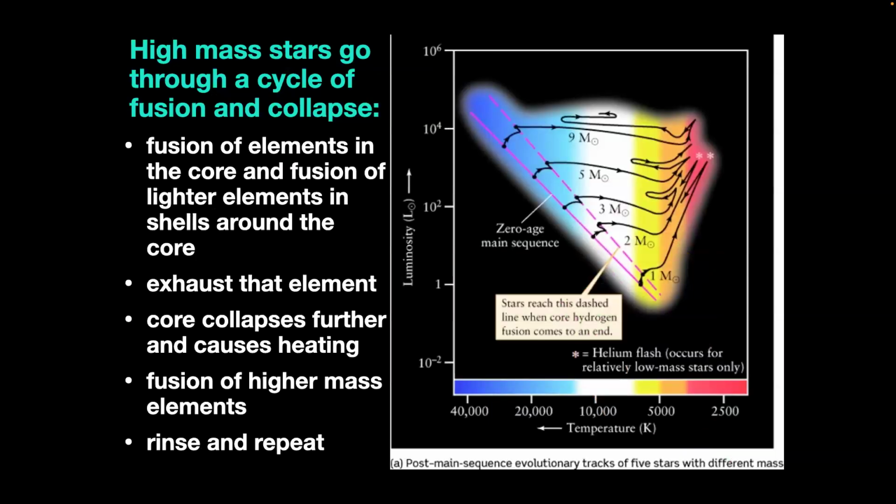When hydrogen fusion in the cores of massive stars stops, we have a little bit of a problem. Unlike low mass stars, the cores of massive stars are so huge that when all the hydrogen runs out, not even electron degeneracy pressure can stabilize it. So the core of massive stars will collapse further, and it will go through a cycle of fusing elements in the core and then fusing lighter elements in shells around the core, exhausting that element. The core collapses further and causes heating, fusion of higher mass elements, and rinse and repeat, going through this cycle over and over again.